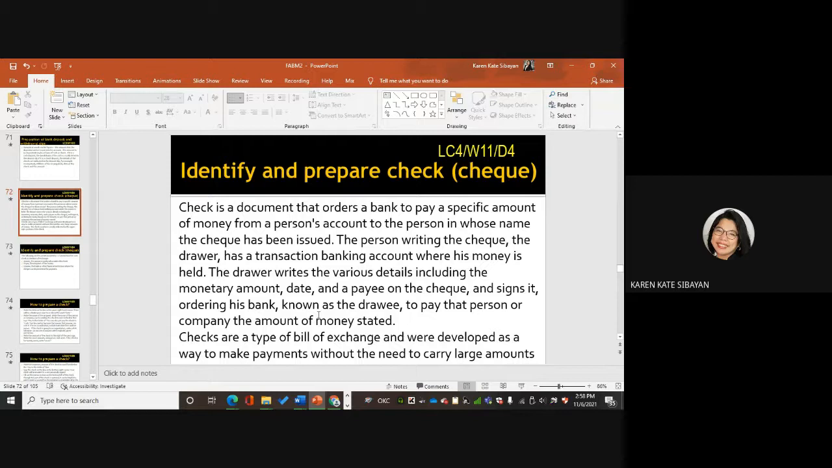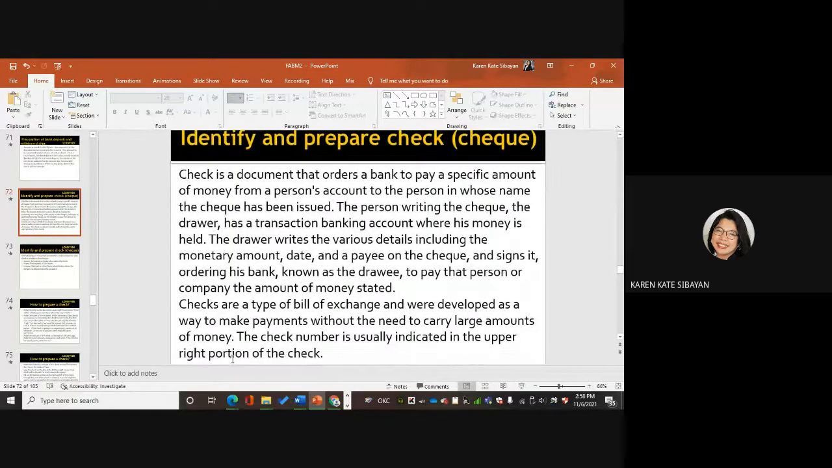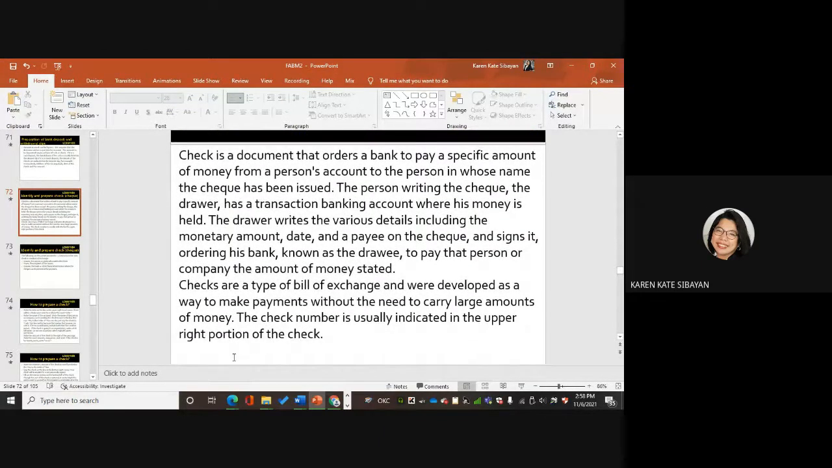So, a check is a document that orders a bank to pay a specific amount of money from a person's account to the person in whose name the check has been issued. The person writing the check, the drawer, has a transaction banking account where his money is held. The drawer writes the various details including the monetary amount, date, and a payee on the check and signs it, ordering his bank, known as the drawee, to pay that person or company the amount of money stated. Checks are a type of bill of exchange and were developed as a way to make payments without the need to carry large amounts of money. The check number is usually indicated in the upper right portion of the check.